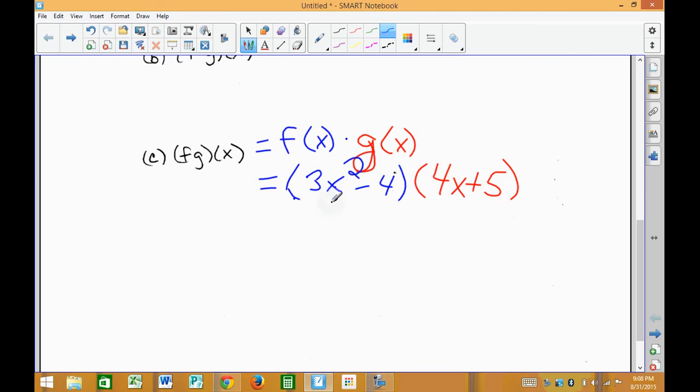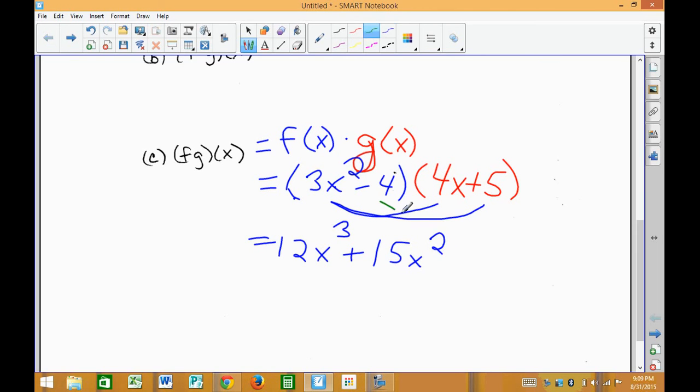So you're taking 3x squared times the first term. So 3 times 4 is 12, and x squared times x is x cubed. When you multiply, you add the exponents. And then we distribute the 3x squared to the 5. So that's plus 15x squared. And then we'll do the same with the negative 4. So the negative 4 gets distributed to the 4x. So that's minus 4 times 4 is 16x. And then we're going to distribute the minus 4 to the 5. So we multiply those together, we get negative 20.